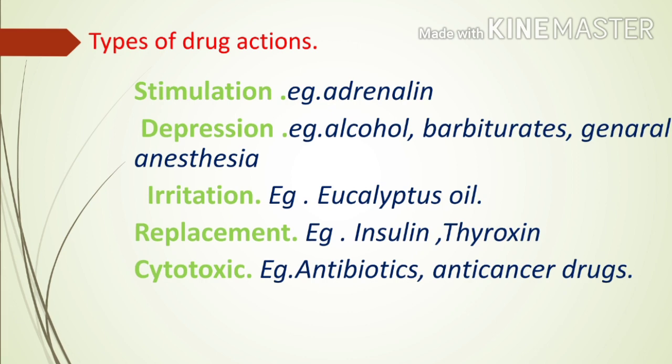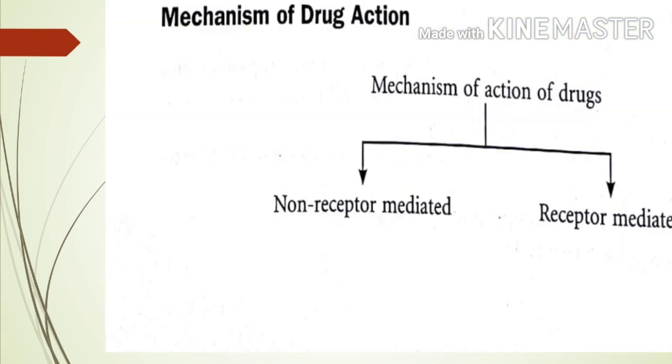Certain drugs are actively toxic to infectious agents and cancerous cells. Examples, antibiotics and anti-cancer drugs, called the cytotoxic action of a drug. There are two types of mechanism, which are receptor and non-receptor mediated action of drug.